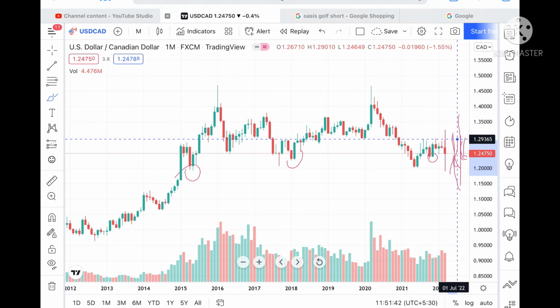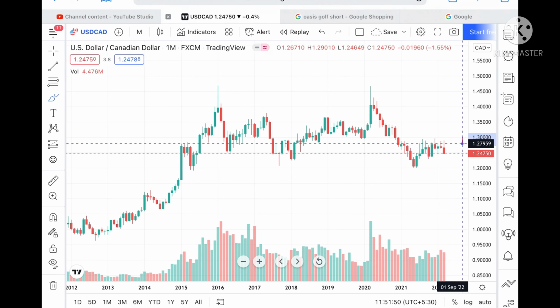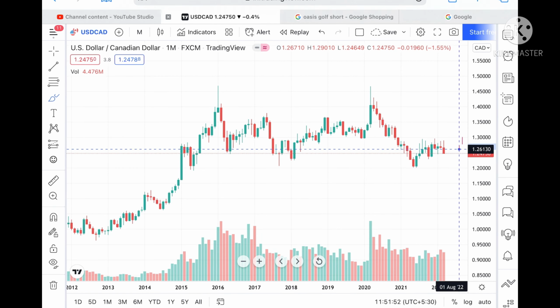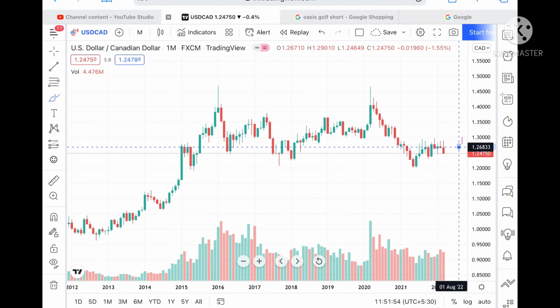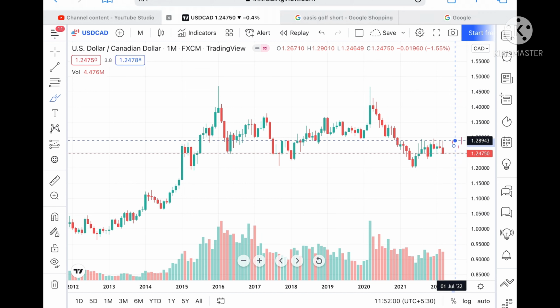But suppose if it sustains this level, then we can see it can move upside, because we can see a green candle is forming. But suppose if it sustains a level of 1.27, which is the next resistance, if this level sustains, we can see it can move towards a level of 1.27537, and from there we can see it can touch a level of 1.28943.